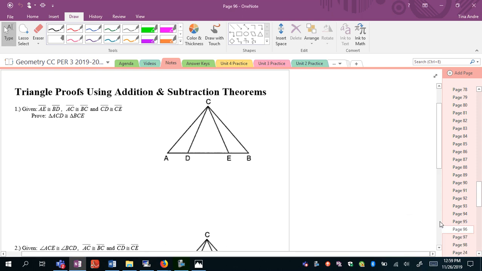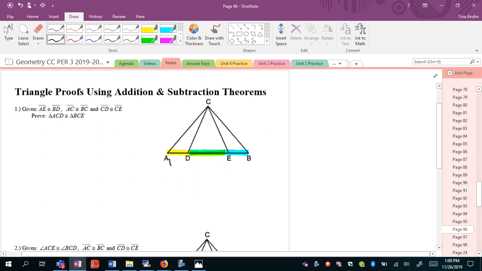In this video, we're going to use the segment and angle addition and subtraction theorems with triangle proofs. So we're going to use those as just a part of a triangle proof. If we look at what we're given here, we're given that AE is congruent to BD. So this whole segment AE is congruent to segment BD.